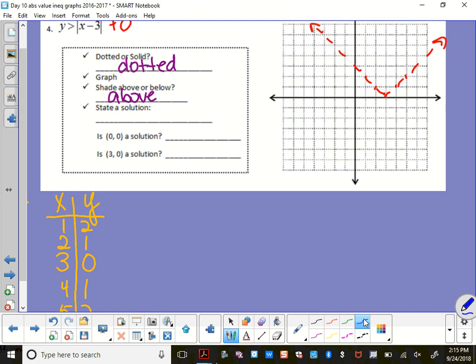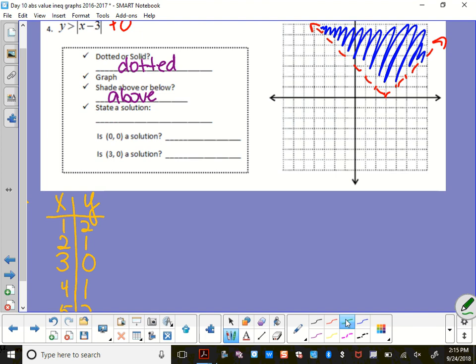Alright. And then I'm going to shade above. Alright, so it says state a solution. I want a solution anywhere in that shaded area. Okay, Isaac, you have an idea? What's the solution?